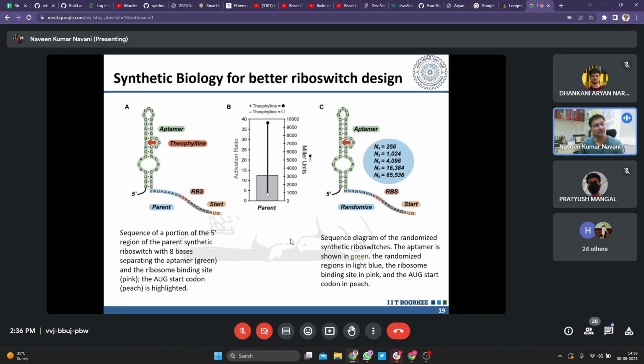And now at the bottom, on the right side, there is an AUG start codon which is peach in color, and the ribosome binding site is pink in color, and you can see that it is written over there. Now what people have done is, this riboswitch was not very efficient. So now go to the C panel.